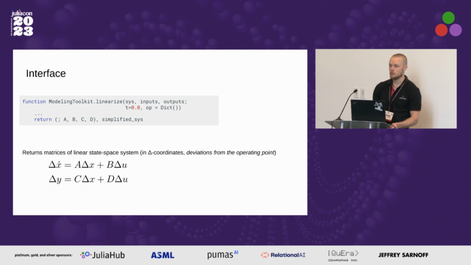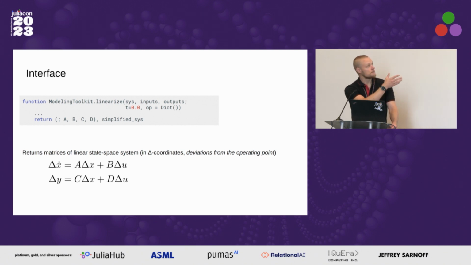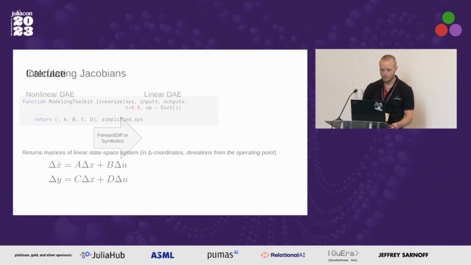And then it returns to you four matrices, A, B, C, and D. So those would be the four matrices in the linear state space representation you see in the bottom there. And this state space model now operates in delta coordinates, so in deviations from the operating point. And it also returns to you a simplified ModelingToolkit model.